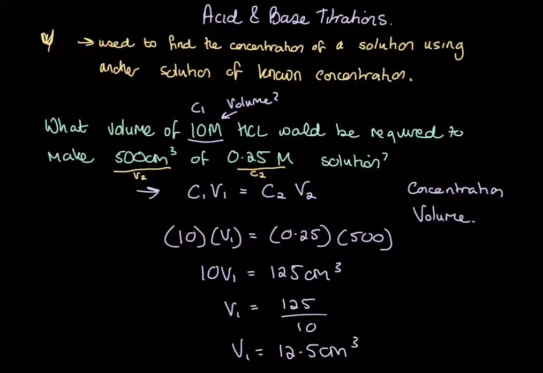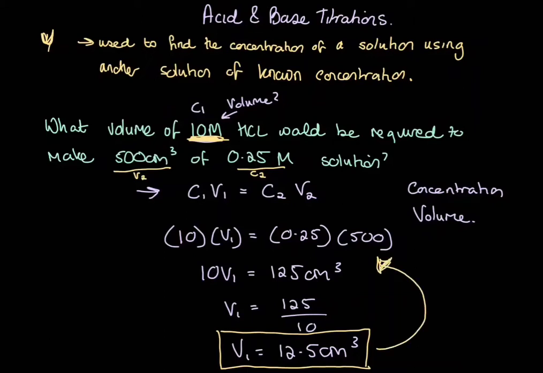So what does that mean? That means you need to take 12.5 centimeters cubed of the 10 molar solution and then fill it up in the volumetric flask until 500 centimeters cubed. When you do that, you'll achieve this concentration.